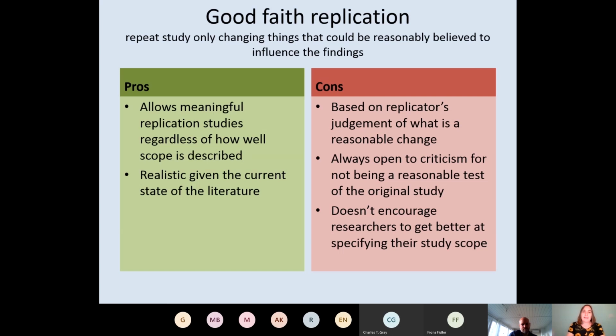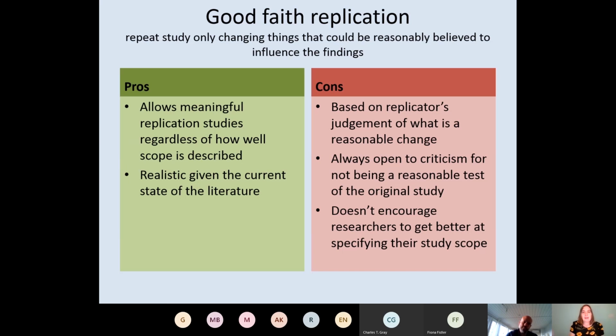So in a world where it's very unclear what people meant by the scope of their original study, it leads us to this new wave of understanding of what a replication study is, which is this idea that anything where you repeat the study, but you're only changing things that you could reasonably believe to influence the finding, is a replication study. I think this is really good because it allows meaningful replication studies regardless of how well the scope of the original study is described, and it's realistic given the state of the current literature.